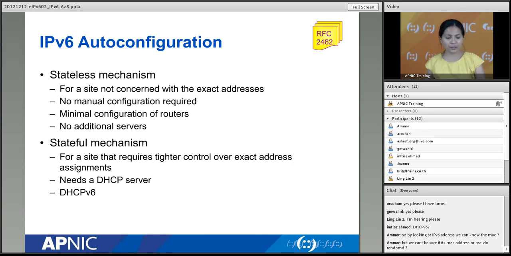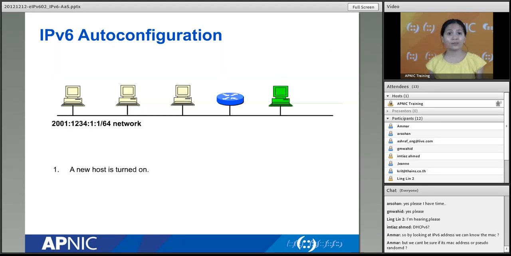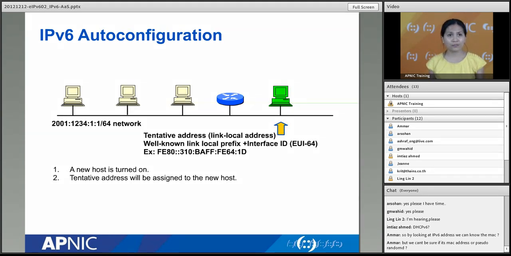So the point here is if you're just assigning machines that are part of your network, say end user machines, laboratory machines, customer machines, then you can use a stateless mechanism. But if it's something that has to be static, unchanging most of the time, like servers or networking devices, routers, switches, and all that, then you might need to assign a stateful address to that.